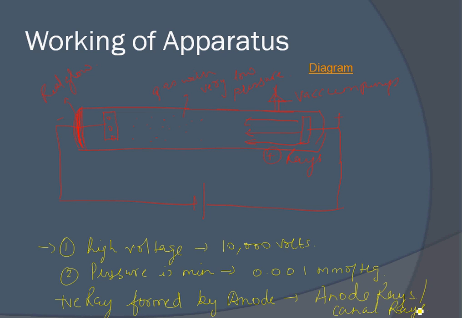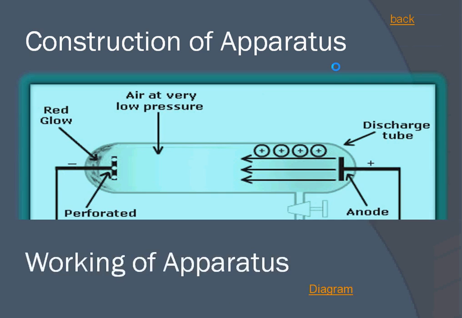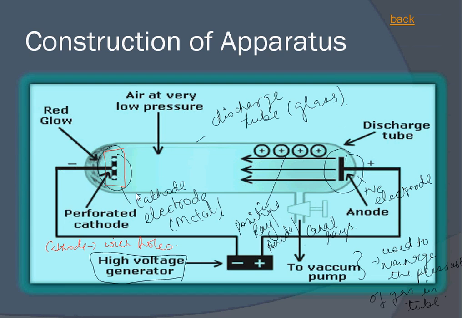So here's the working. You can see the diagram again. Let's understand the diagram again. Here's the diagram, and this is the red glow which has been generated here, at the end of the discharge tube.